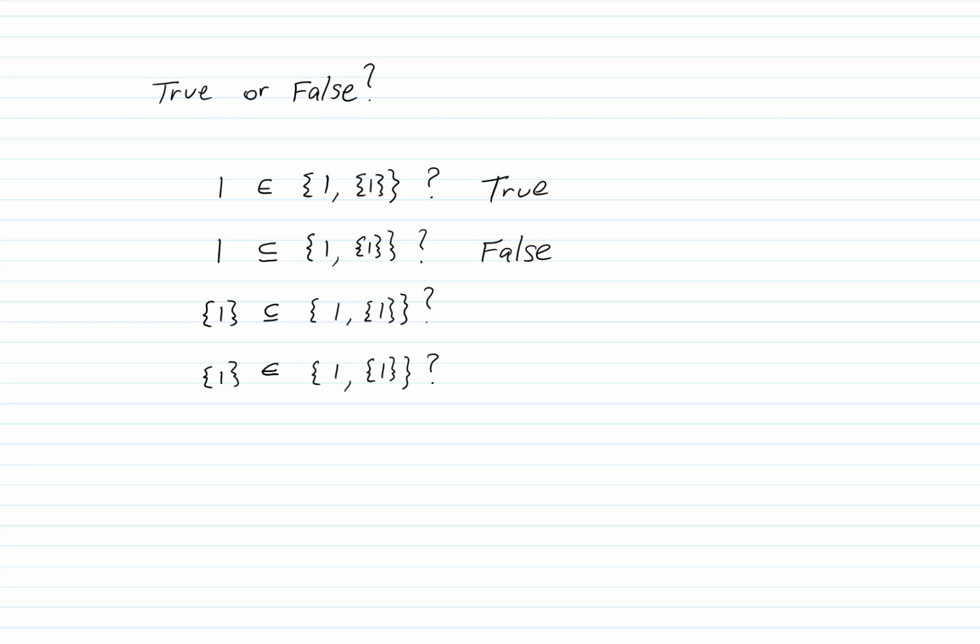Okay, the next question asked, is this a subset of this? So let's see. Maybe it is, maybe it's not. There's an element of 1 in that set. Is that also an element of the other set? Yeah, it's right there. So that's true. Okay. Fourth question. Is this set itself an element of the other set? Yes, it's right here. That's also true. Okay, so 3 of those turned out to be true and 1 turned out to be false.